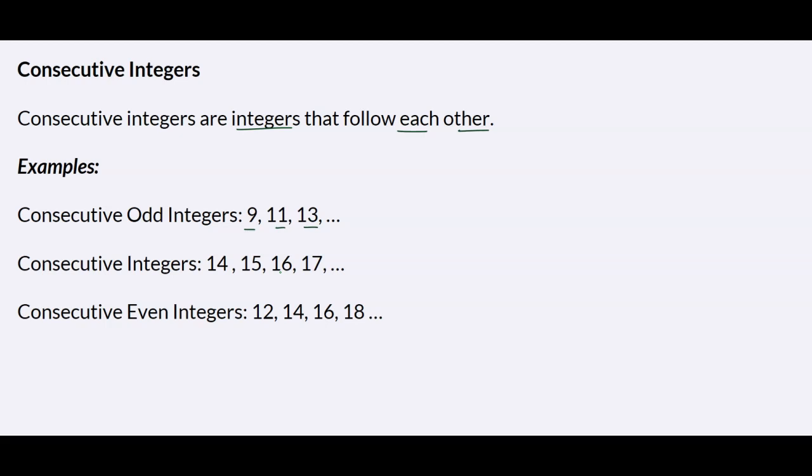And then finally, we have consecutive even integers, and so we have 12, 14, 16, 18. You can notice here that the reason they're consecutive is that they have a very consistent pattern in which they follow each other. Something like consecutive prime integers won't work because there's no real consistency in how the next number is generated.